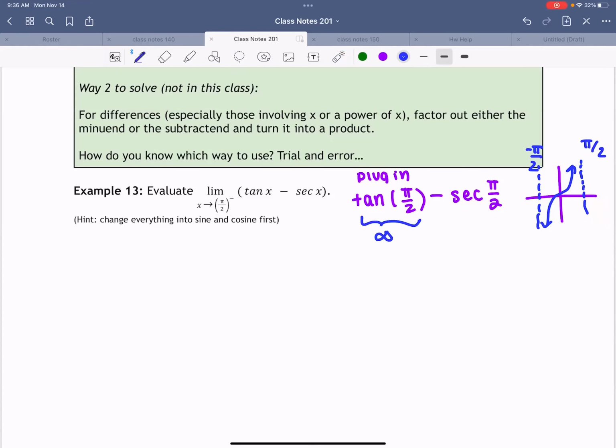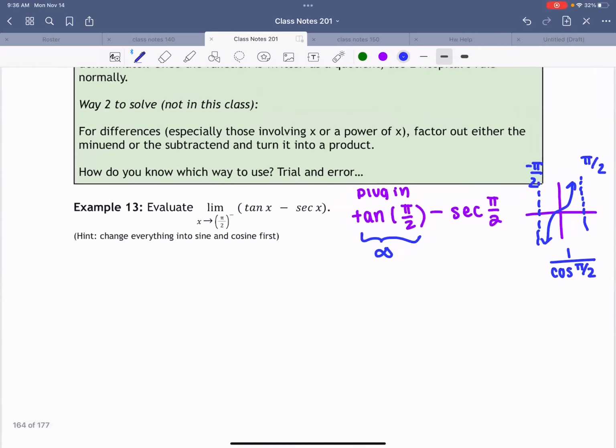Let's think about what secant of pi over 2 is. Maybe an easier way to think about this is what secant is related to. Secant is 1 over cosine, right? So let's think about cosine. Cosine is a little bit easier to figure out what it equals. What's cosine of pi over 2? 0. So secant of pi over 2 is thinking about what 1 over 0 goes to. What's 1 over 0? Undefined or positive infinity, right? So we're looking at an infinity minus infinity type limit. That is an indeterminate form, which means L'Hopital's rule.